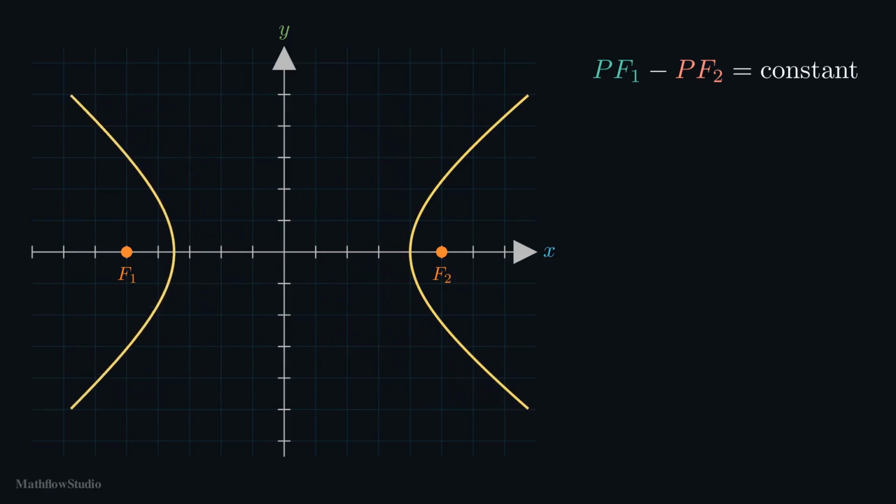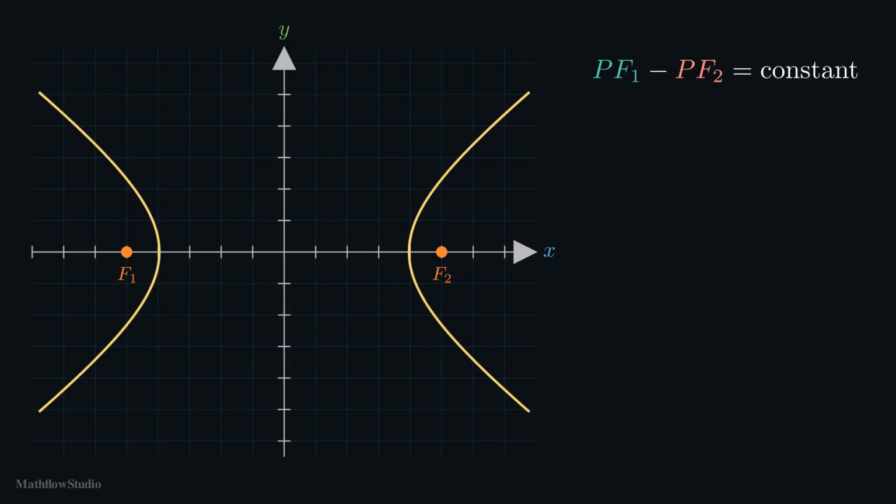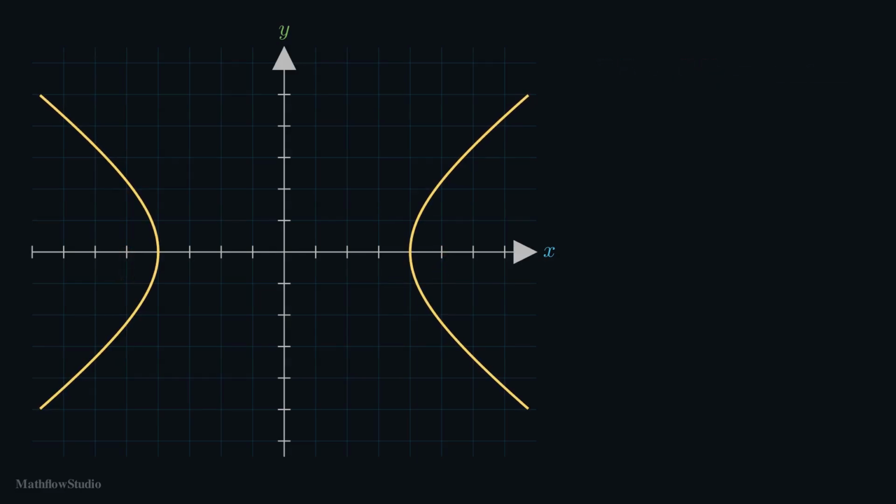Swap which focus you subtract from, and you get a second branch, a mirror image of the first. Two branches opening away from each other. That is a hyperbola. The two branches turn around at the vertices, and the line through them is the transverse axis. Half of that axis, from the center to a vertex, we call A.